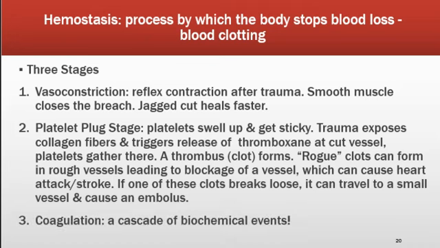Number 3 is called coagulation. This is a cascade of biochemical events. When I say cascade of biochemical events, that's when you say, no. That's the physiology portion here. We'll talk a little bit about it, and you will see how it gets very, very complex.